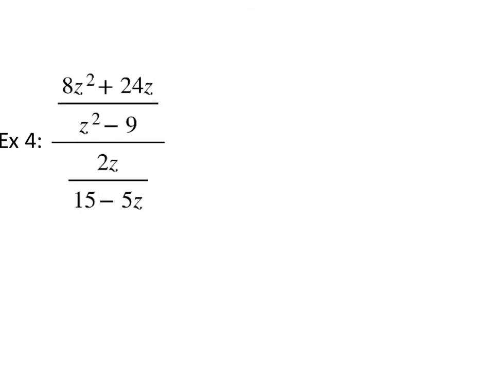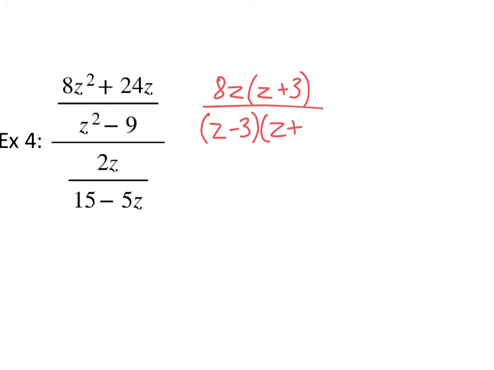We'll start with the top. 8z squared plus 24z. What can I take out? 8z. And what's going to be left? Z plus 3. Good. First denominator, z squared minus 9. Will that factor further? Yeah, what? Good. It's a difference of squares as well.